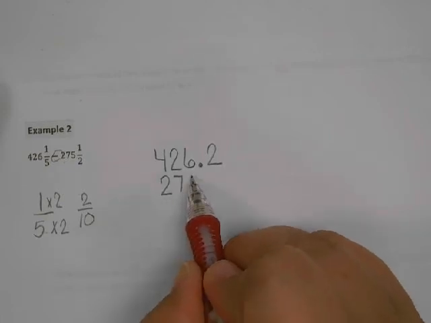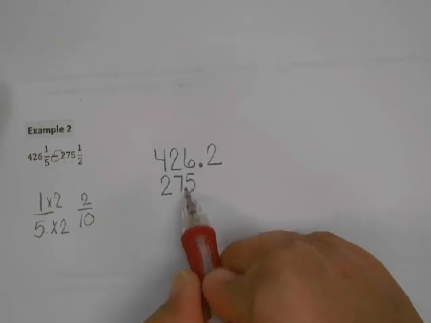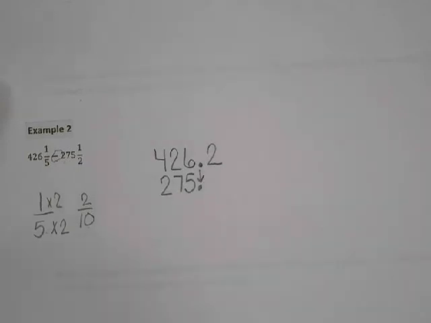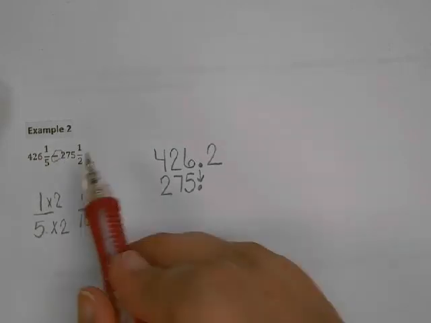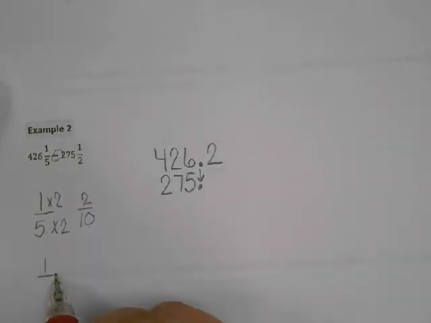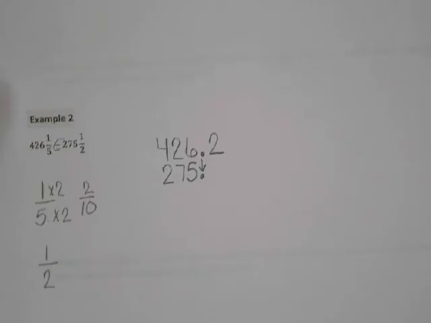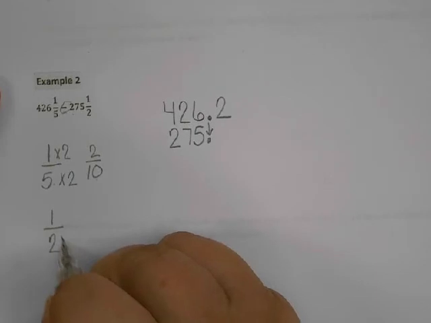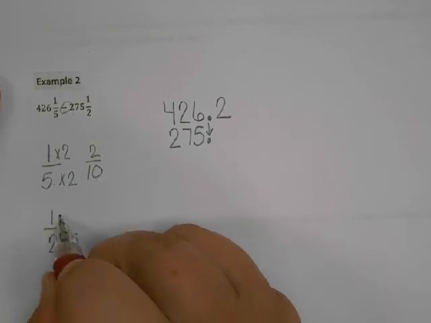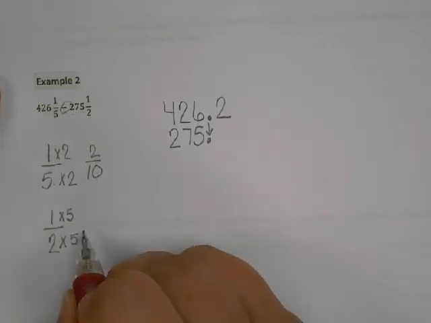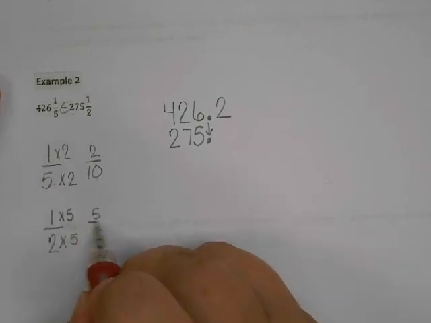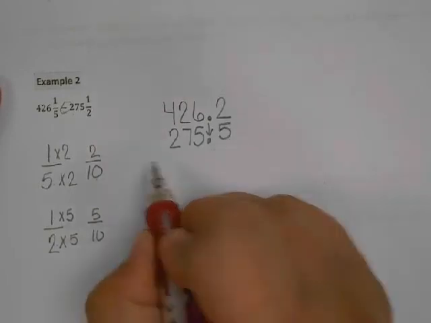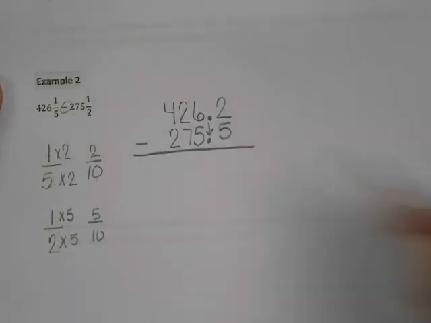My next number is 275. So I put that right under using place value. My decimal point, I'm going to line that up because I know how important that is. And then my fraction is 1/2. And again, I know that I can easily change that 2 to a 10 by multiplying by 5. So whatever I do to the bottom number, I do to the top number. So 1 times 5 is 5, and 2 times 5 is 10. So it is 5/10. And then I subtract.